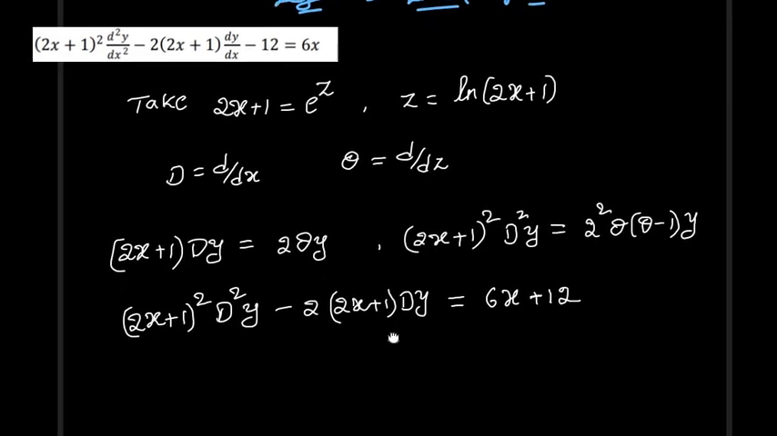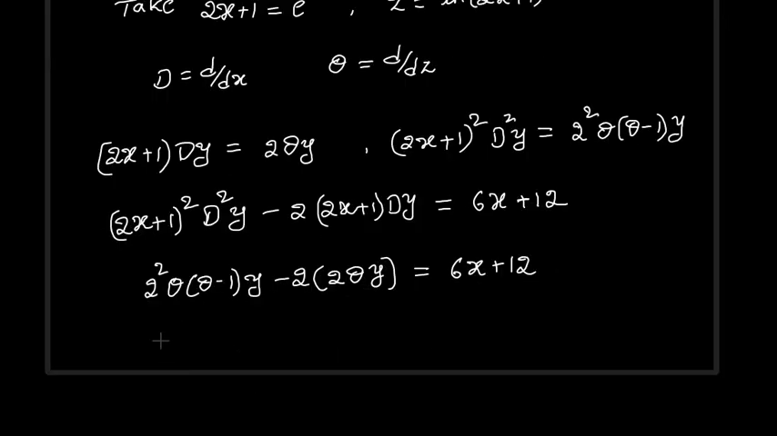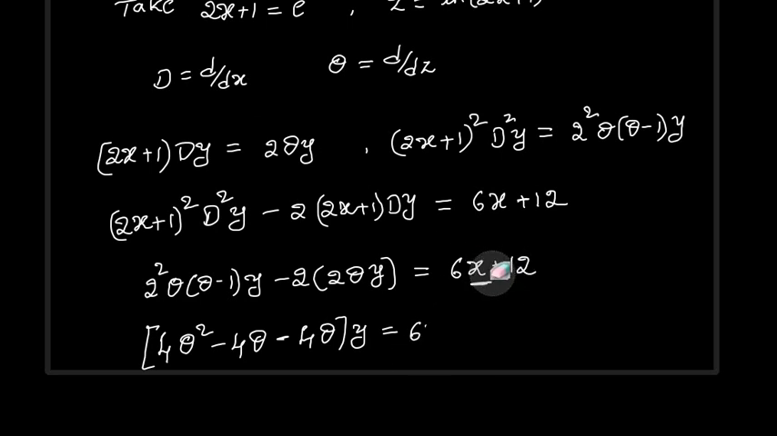Now let's substitute things here. Which is 2 square into theta minus 1 into y, minus 2 times 2 theta y, and that equals 6x plus 12. So this is 4 theta square minus 4 theta, also minus 4 theta, and the total of y equals 6x. Here we need to change this x in terms of z. Sorry, that I have to do. So what is x here?